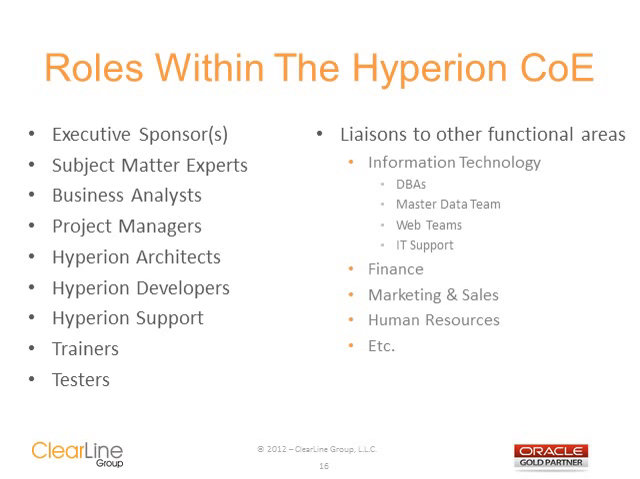Those tasks will need to be completed by a variety of people within the CoE, and there will also need to be coordination with other functional areas. Some of the key roles in the CoE are going to be the executive sponsors and the subject matter experts, but you're also going to have other people working within the CoE, such as business analysts, project managers, a variety of Hyperion architects, developers, and support staff, along with trainers and testers. You're also going to work with areas outside of the CoE, like the IT department, specifically with DBAs, master data team, maybe web teams, IT support, and with all the regular functional areas like finance and sales and marketing.